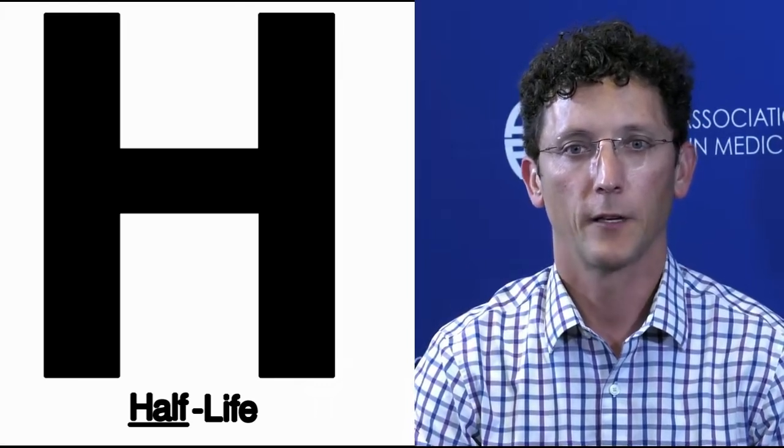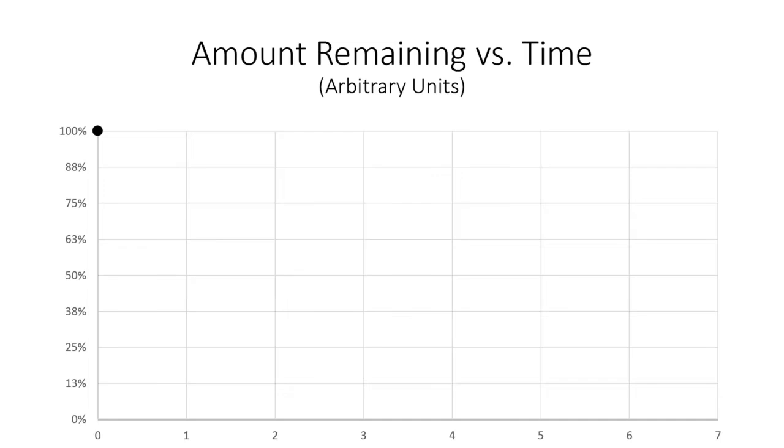For each half-life, the original starting quantity will decrease to half its original value, so that after 1 half-life, you will have 50% of the original quantity. After 2 half-lives, you will have 25% of the original quantity, and so on.